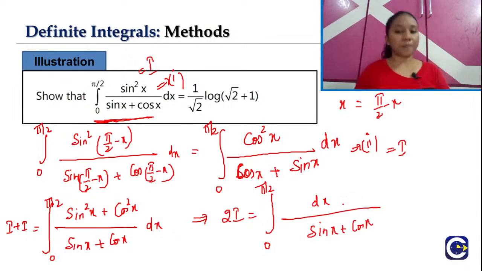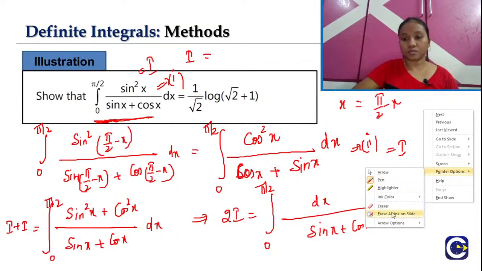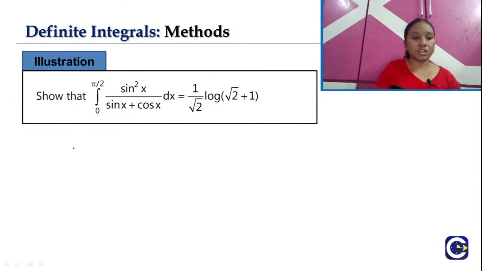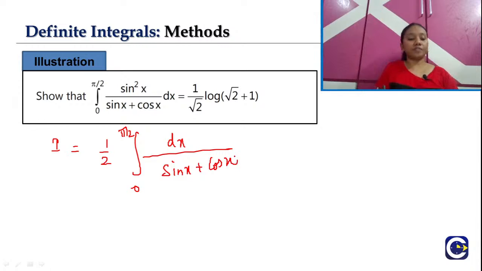So now after applying my property, I end up having my I function equal to, let me erase this, 1 by 2 integration from 0 to pi by 2 dx by sin x plus cos x. So far if anyone has any doubts, you can let me know. If not, we can proceed ahead. So here we have 1 by 2 integration from limit 0 to pi by 2 of the function dx by sin x plus cos x.